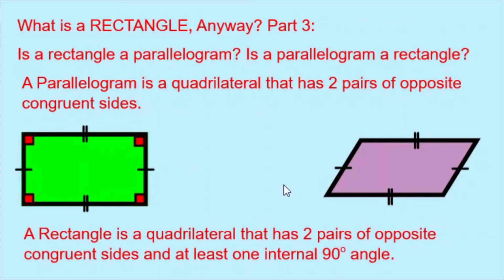A rectangle is a quadrilateral that has two pairs of opposite congruent sides and at least one internal 90-degree angle. Well, our green rectangle is obeying this rule, but the purple parallelogram is not. This particular parallelogram is not a rectangle because it lacks the internal 90-degree angle.